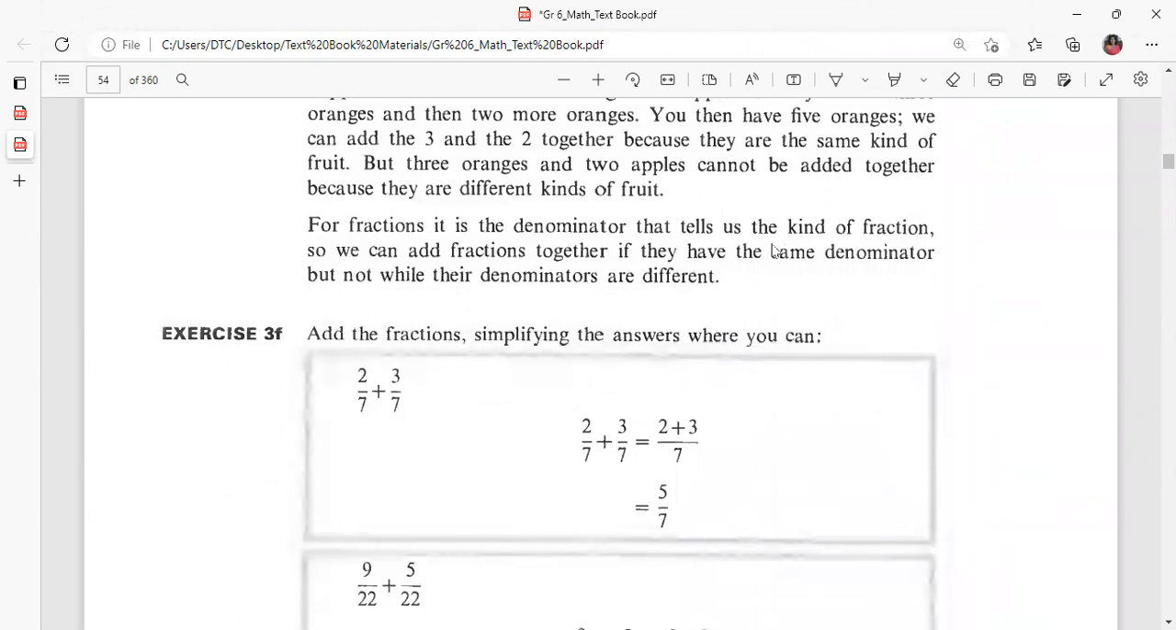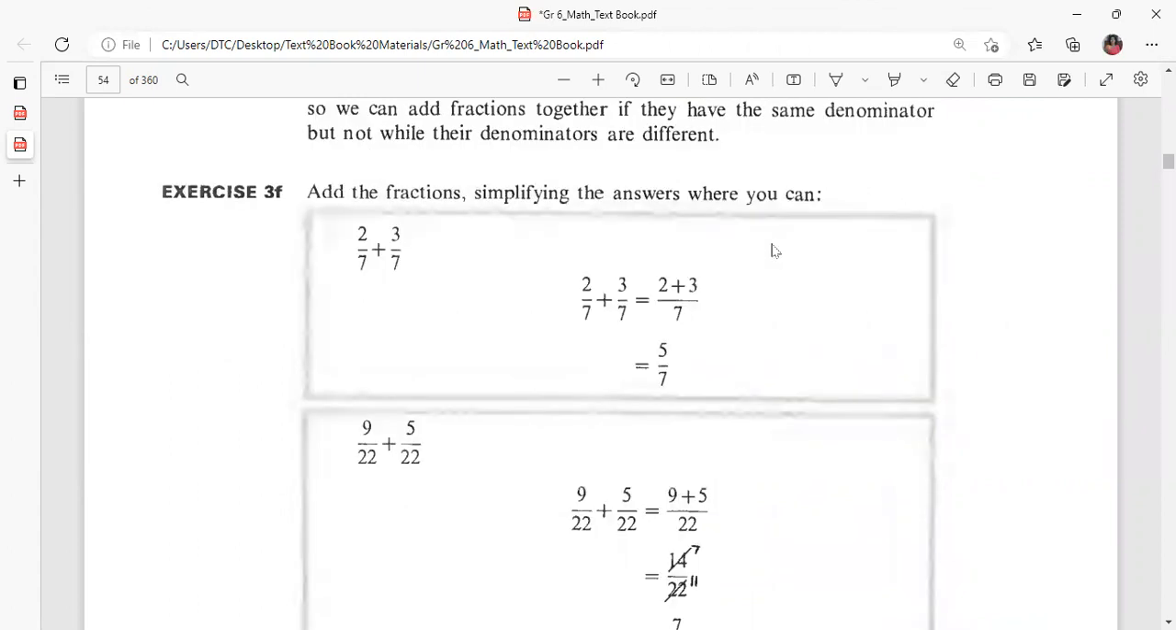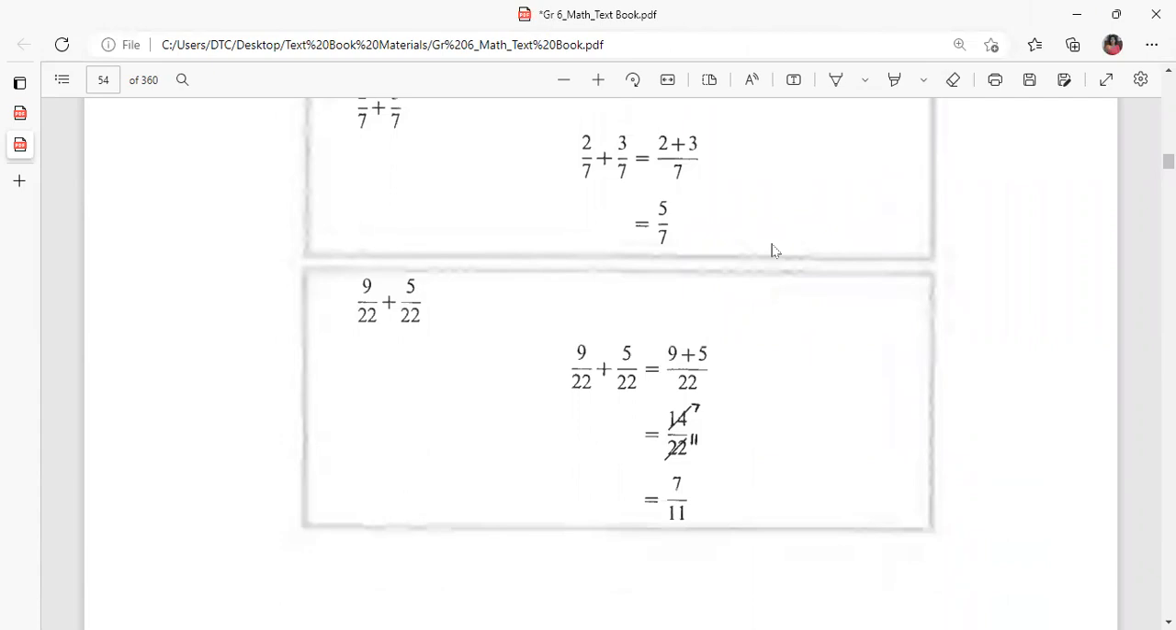When you have the same denominator, you draw the longer line like that and you add the numerators. Simply you add the numerators. See, whatever it is. But the second example, it is different, children. Now, the first example, you got 5/7 where you cannot simplify that fraction more.